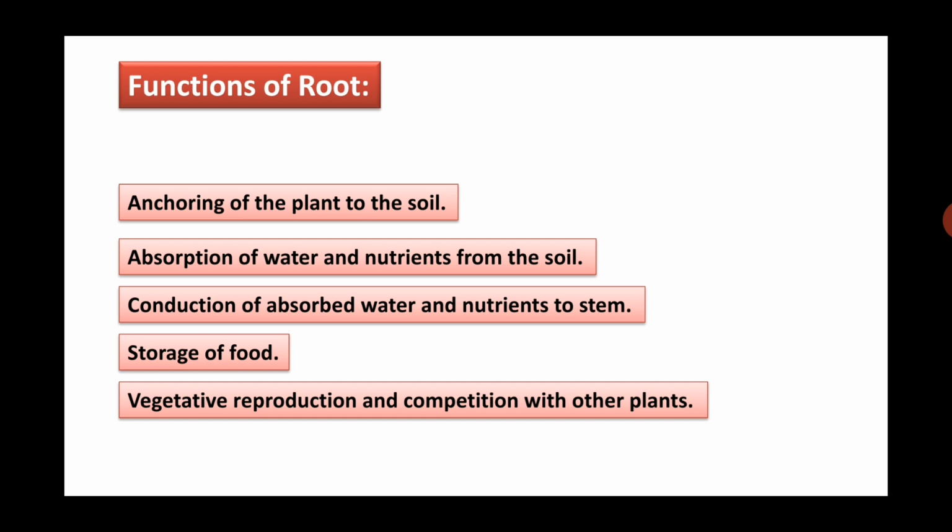Vegetative reproduction and competition with other plants is one of the functions. And the last function is soil binding. It binds the soil and avoids erosion. So these are the main functions of the root.